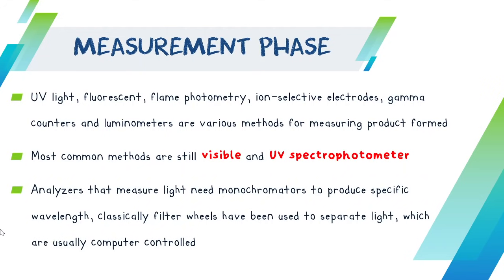Analyzers that measure light need monochromators. So you already know the purpose of your monochromator: to produce a specific wavelength. Then classically, filter wheels have been used to separate light, which are usually computer controlled.